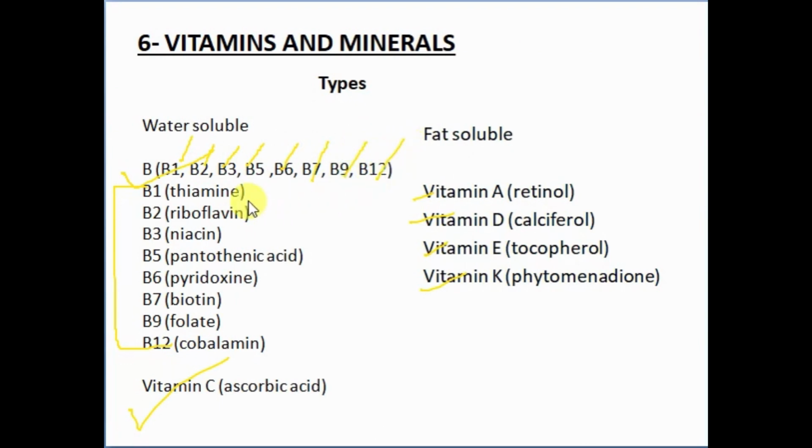Okay, vitamin B1 is called thiamine. Then we have riboflavin. Then we have niacin. Then we have pantothenic acid. Then we have pyridoxine. Then we have biotin, folate, and cobalamin. Okay, so these are the vitamins which you need to know. You should remember these names, and do remember these scientific names of these vitamins.